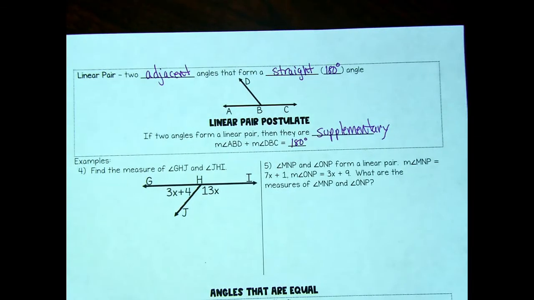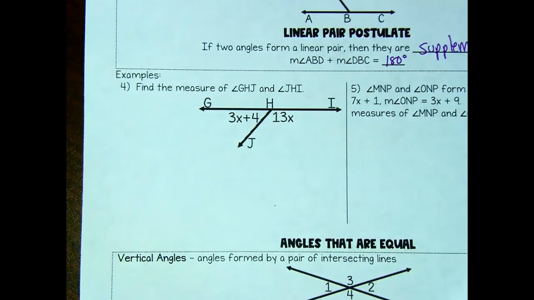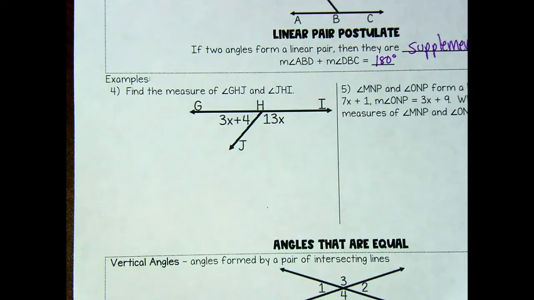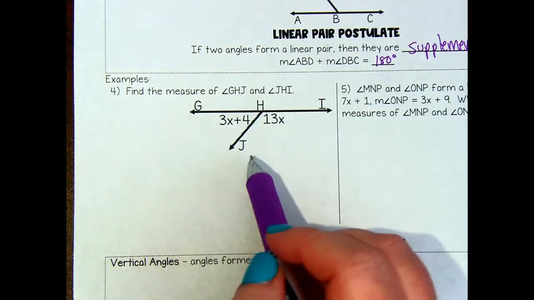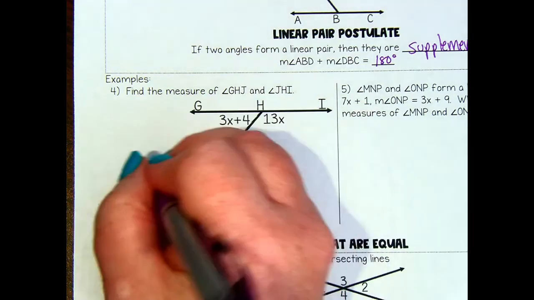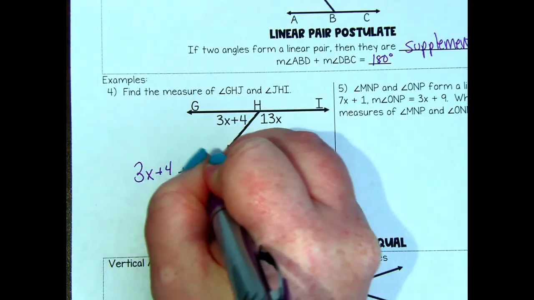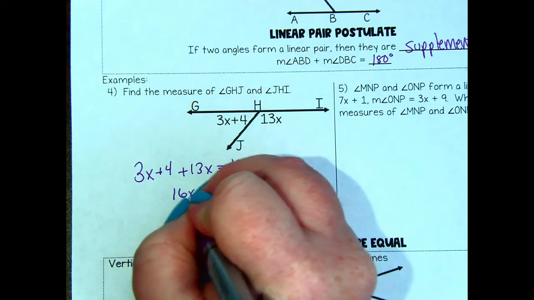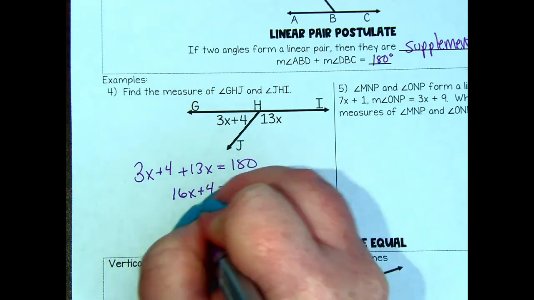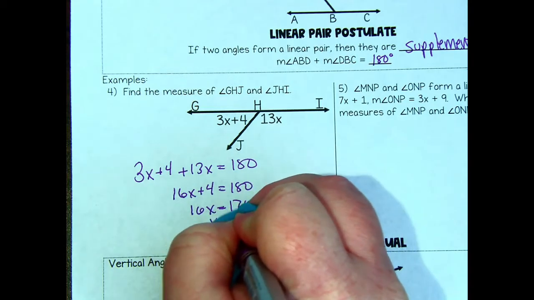So if I look at example 4, it says, find the measure of angle GHJ and angle JHI. So these form a linear pair because they are adjacent and they form a straight angle. So I would say that 3x plus 4 plus 13x is equal to 180. And then I just solve this algebraically. And x is equal to 11.